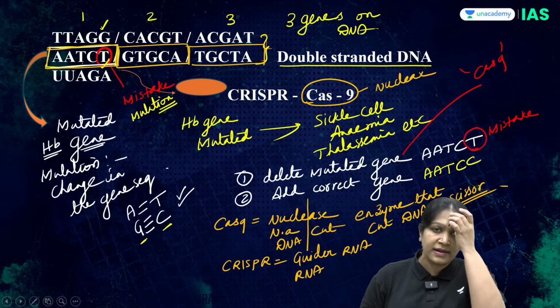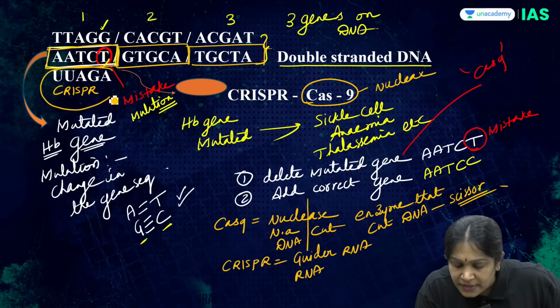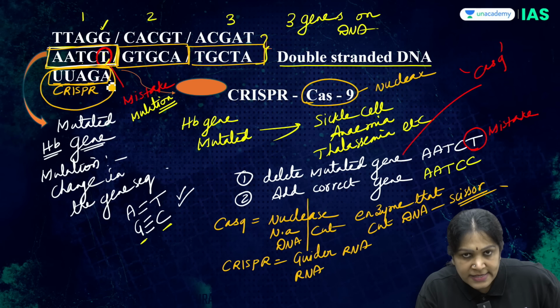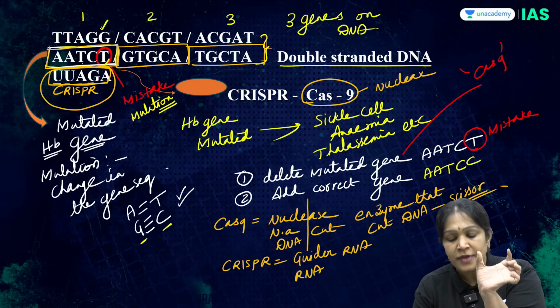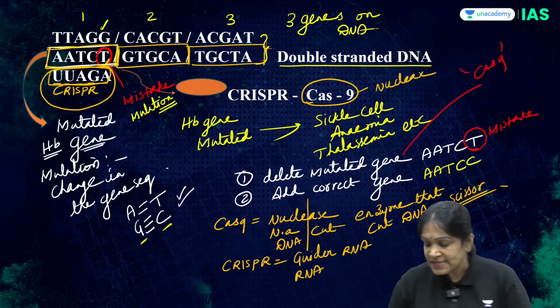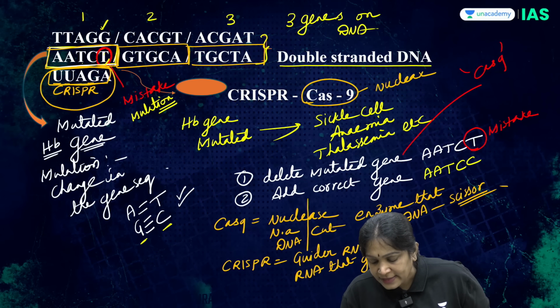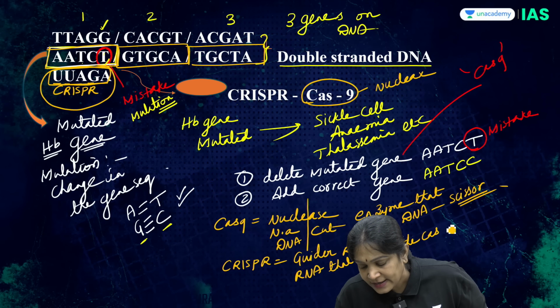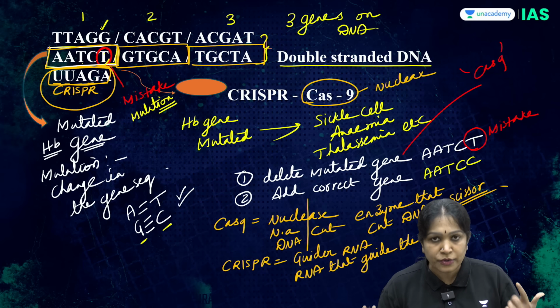Basically, it is an RNA. See, look here. This is CRISPR. What is CRISPR? This one, UUAGA. This sequence is called CRISPR. It is a piece of RNA. Basically it is an RNA. What is its duty? It will guide the Cas9 about where to cut.